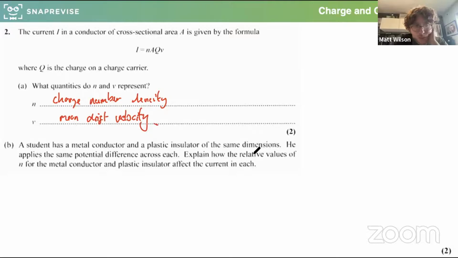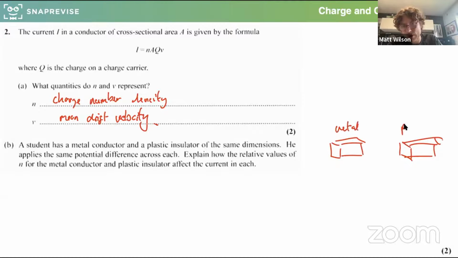Okay, a student has a metal conductor and a plastic insulator of the same dimensions. This is a good question, this one. So we have 2 identical materials, metal conductor and plastic insulator. Fine. And they're exactly the same. But one is metal, one is plastic. He applies the same potential difference across each. Explain how the relative values of N for the metal conductor and the plastic insulator affect the current in each.